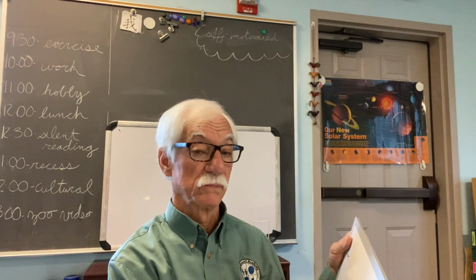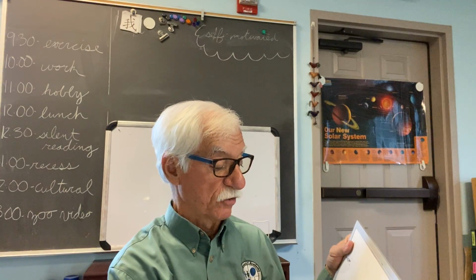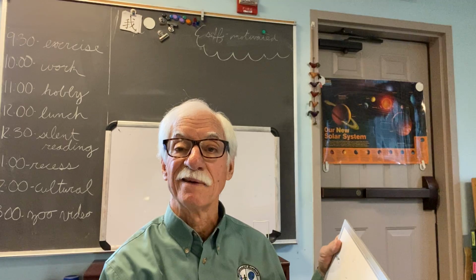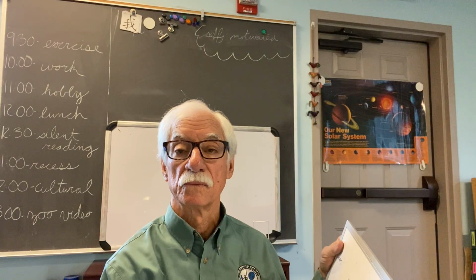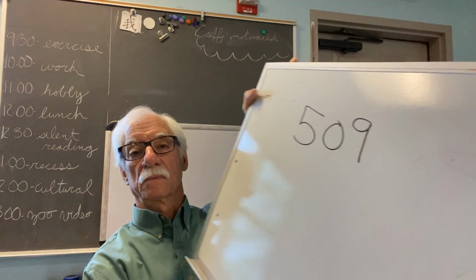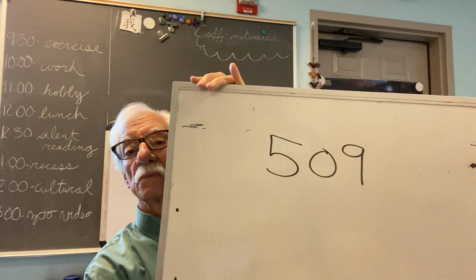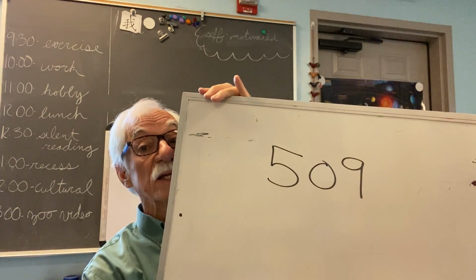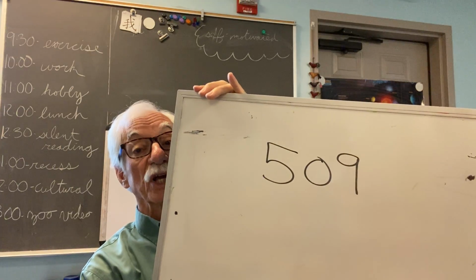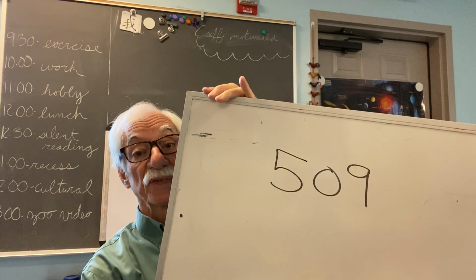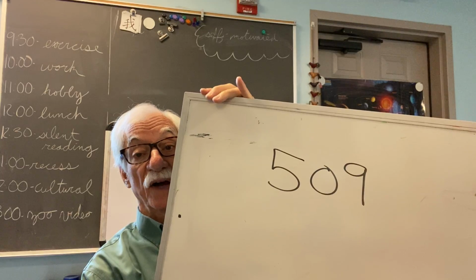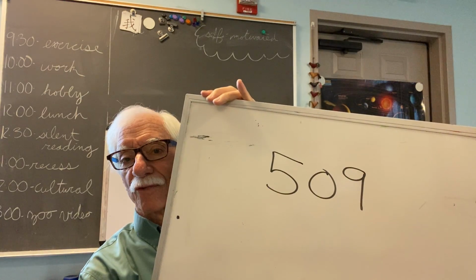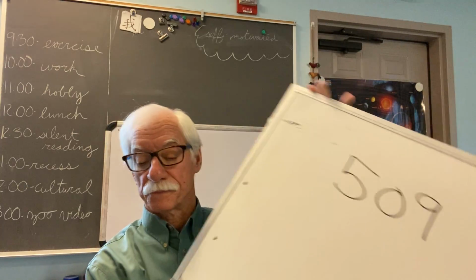Next number, 509. So there's 9 in the unit place. There's no tens, but you got to put the 0 there to hold that place value, don't you? And there's 5 in the hundred place. By the way, what family is this? That's right, it's the simple family.